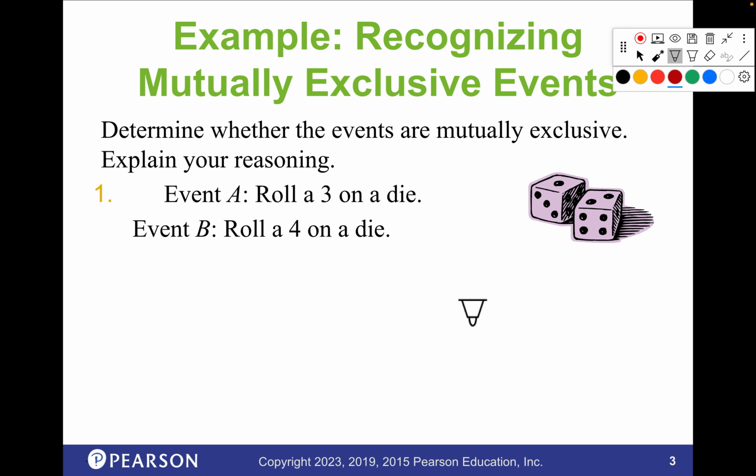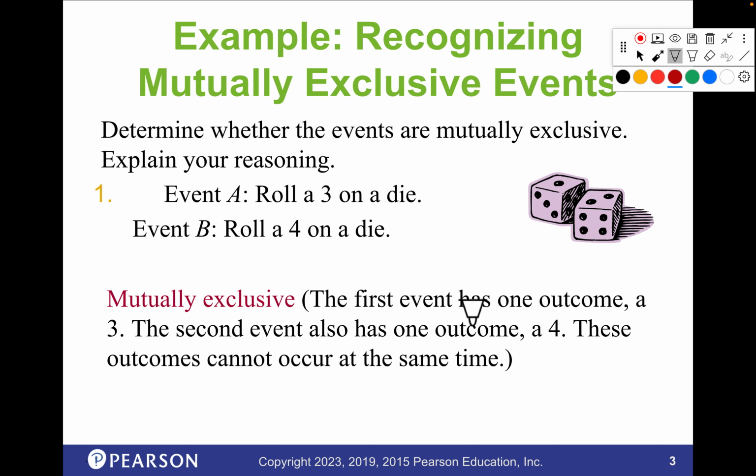Here's two events. Event A is we roll a 3 on a die. B is rolling a 4. Could those both happen at the same time? No, you either get a 3 or you get a 4, but you don't get both. You roll 2 dice, you could, but with 1 die, you either get a 3 or a 4, or you get something else, right? So these are mutually exclusive. So if we're calculating probabilities for rolling a 3 or 4, we would just add them together, right?